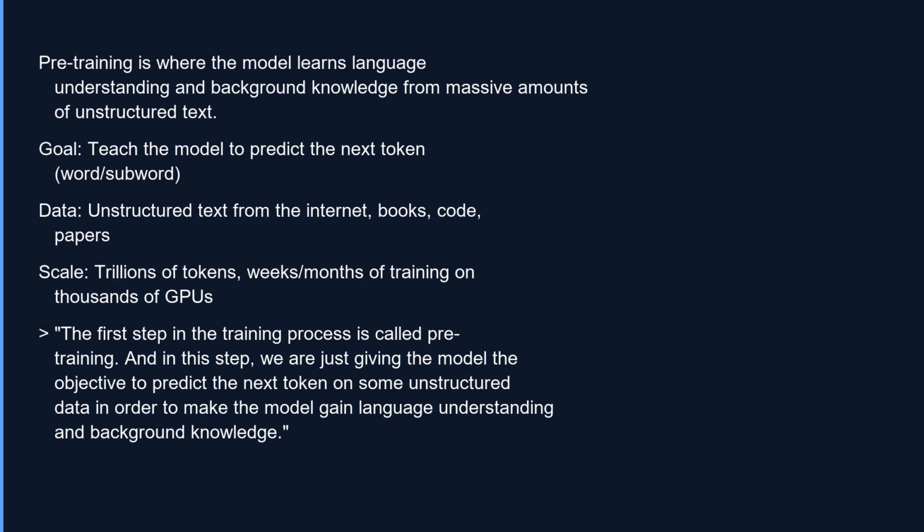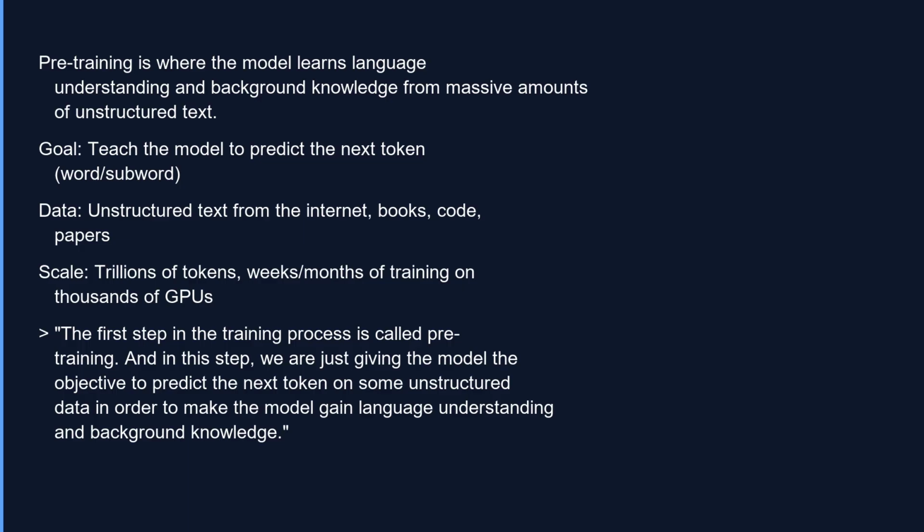Pre-training is where the model learns language understanding and background knowledge from massive amounts of unstructured text. Goal: teach the model to predict the next token, word, or subword. Data: unstructured text from the internet, books, code, papers. Scale: trillions of tokens, weeks to months of training on thousands of GPUs.